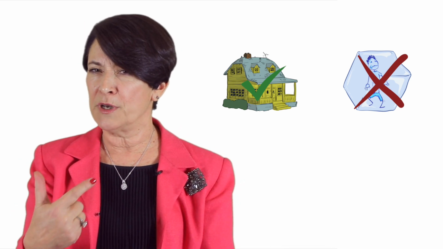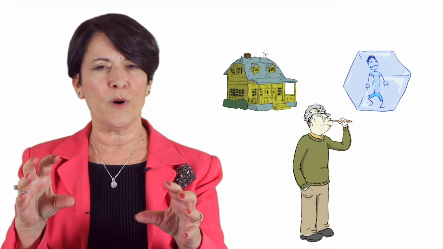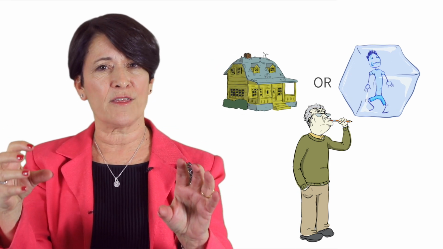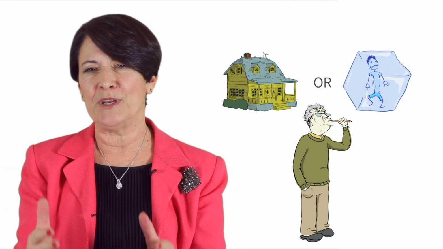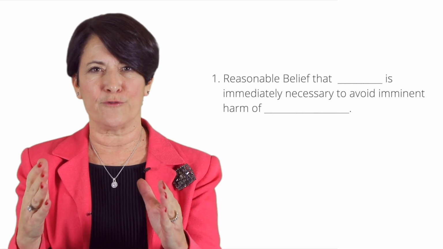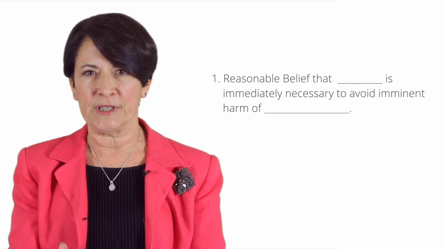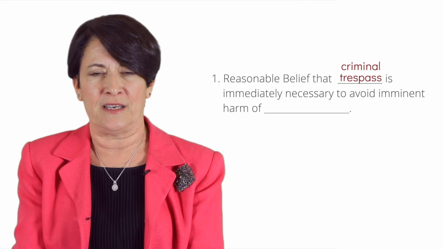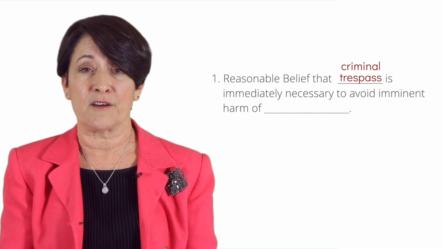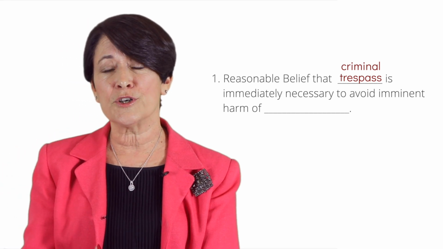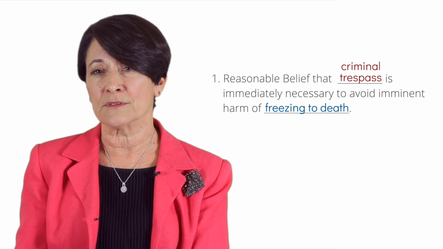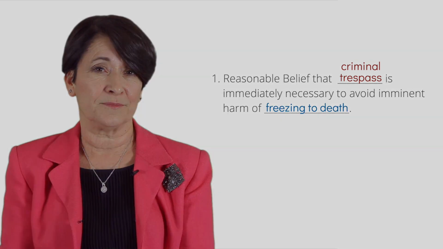So look at what we've done. This is all about his perspective, but not just his perspective, a reasonable person's perspective given his situation. And what we did is we set up opposing points. Crime of criminal trespass on one hand, or freezing to death on the other. And that's really what element number one does. It sets the parameter for us. Is there a reasonable belief that the crime of criminal trespass into that home was immediately necessary when he was stranded on the highway in order to avoid the imminent harm of possibly freezing to death?